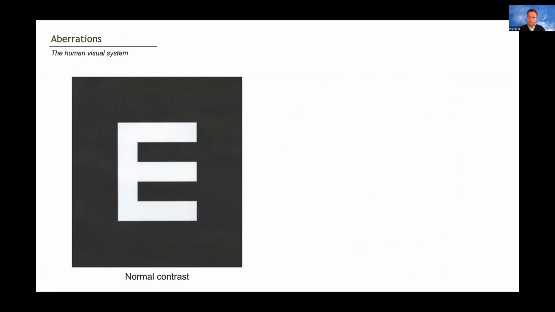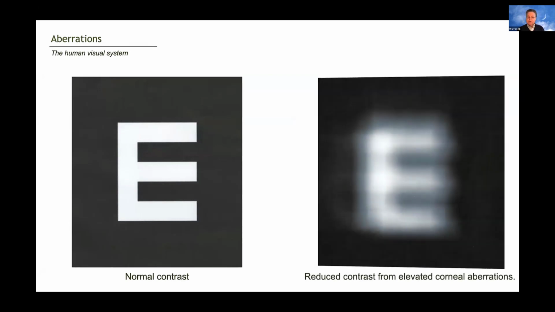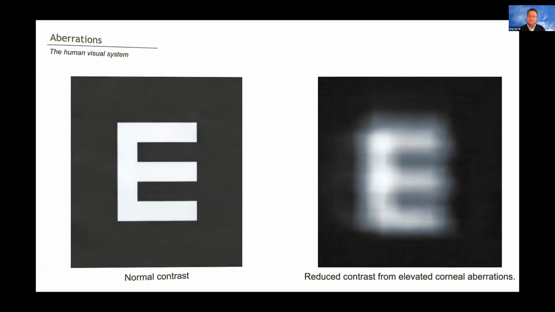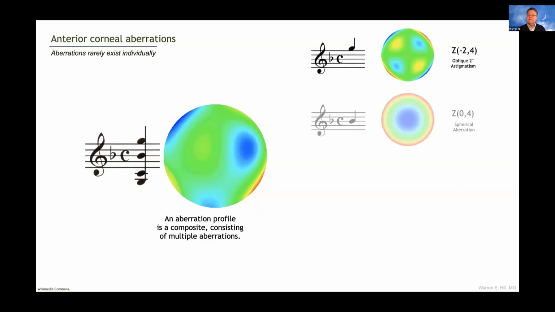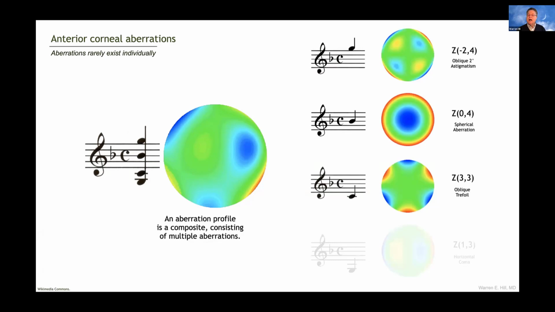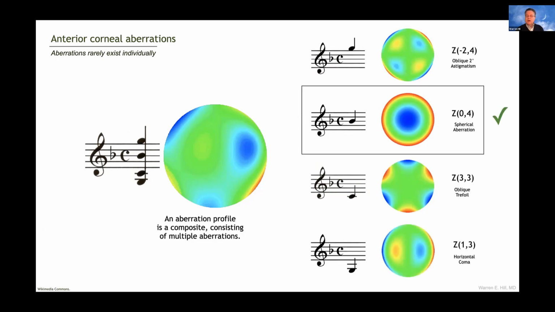So again, this is normal contrast. This is reduced contrast from elevated corneal aberration, say someone has had a lot of LASIK. And aberrations don't exist individually. They usually exist as a whole. Think of it like a chord on the violin. So these are common aberrations, and we're going to talk about spherical aberration, which is the one that most of us are familiar with. So we'll begin with that.